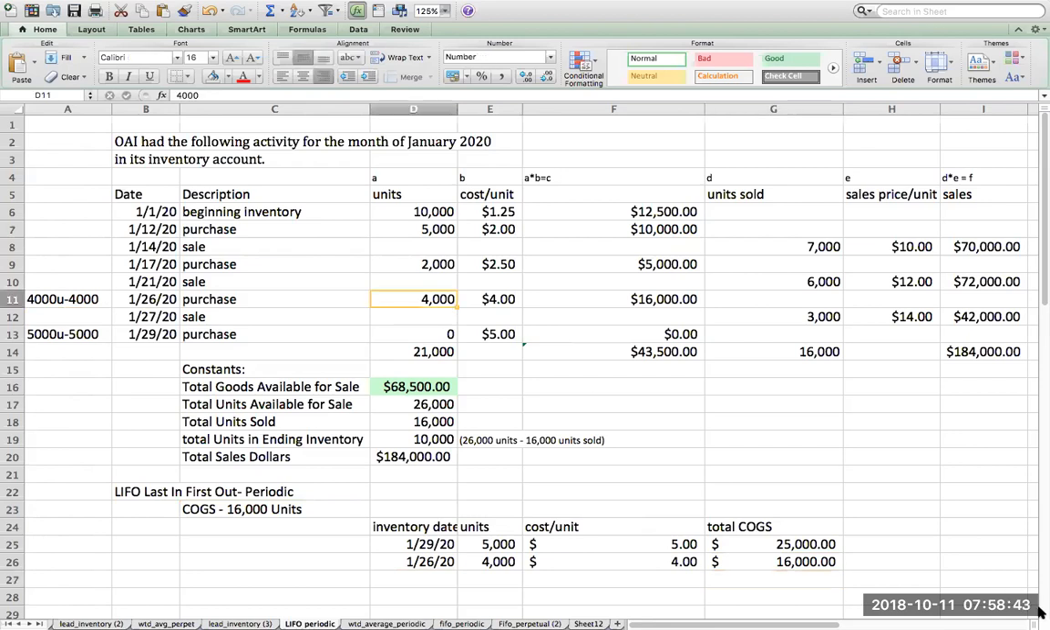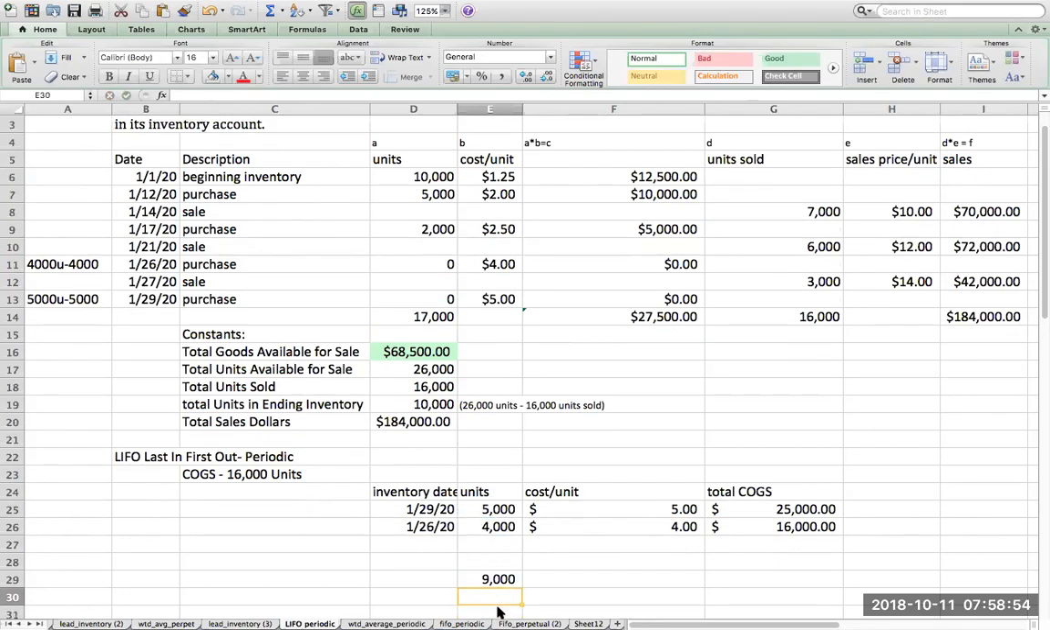Now, once I've removed it, so I'm putting it down into cost of goods sold, I need to take it out here. So as we can see, as of right now, I'm only at 9,000 units. I need to take 16,000 units to cost of goods sold, so I need to keep going.